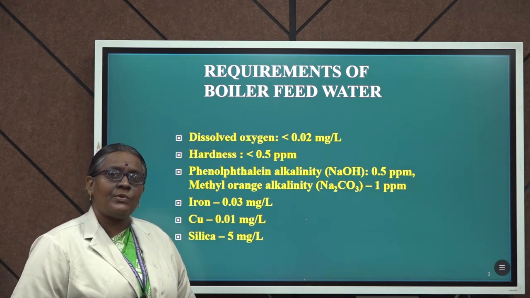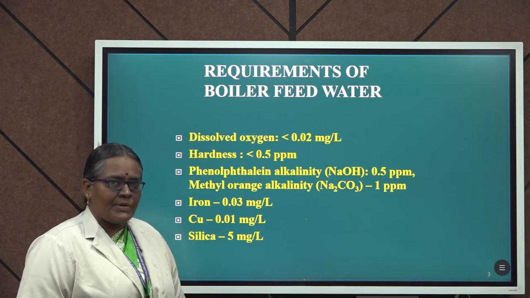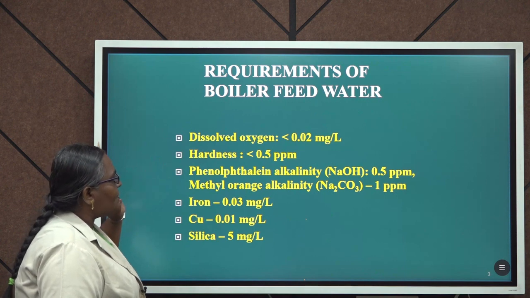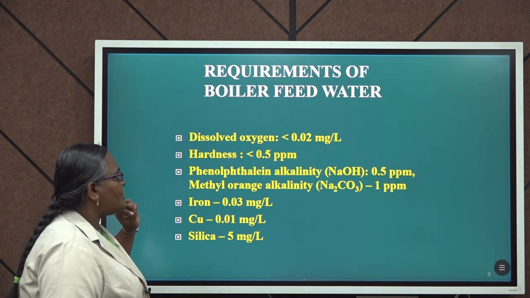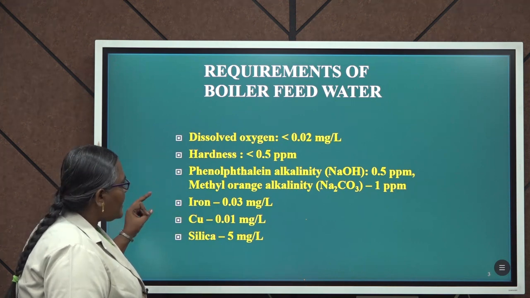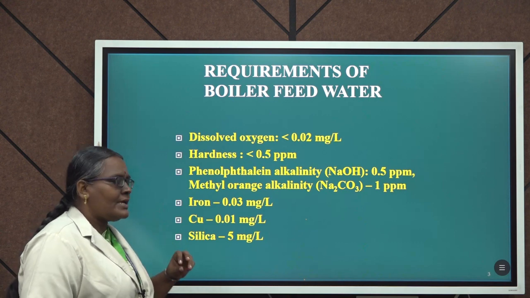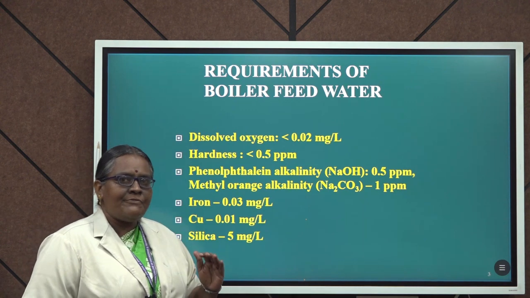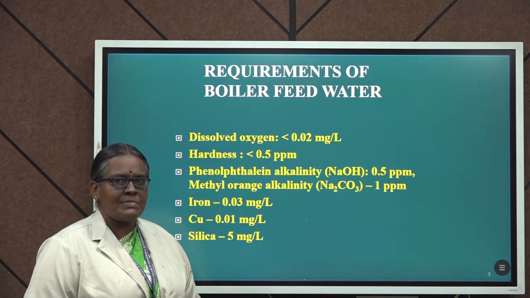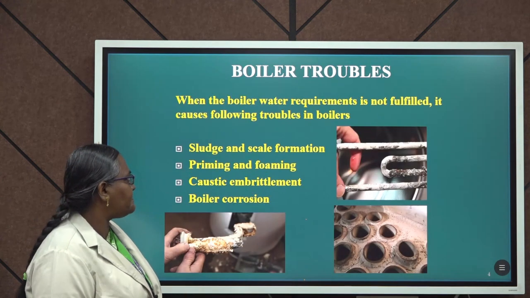So when you are using water in the boilers, it should have some qualities such as dissolved oxygen, it should be less than 0.02 milligram per liter, hardness it should be less than 0.5 ppm, phenolphthalein alkalinity it should be 0.5 ppm, methyl orange alkalinity 1 ppm, iron, copper and silica they should be in minimum amounts. If these requirements are not met, it will cause some troubles in the boiler. That is we are going to see in this video.